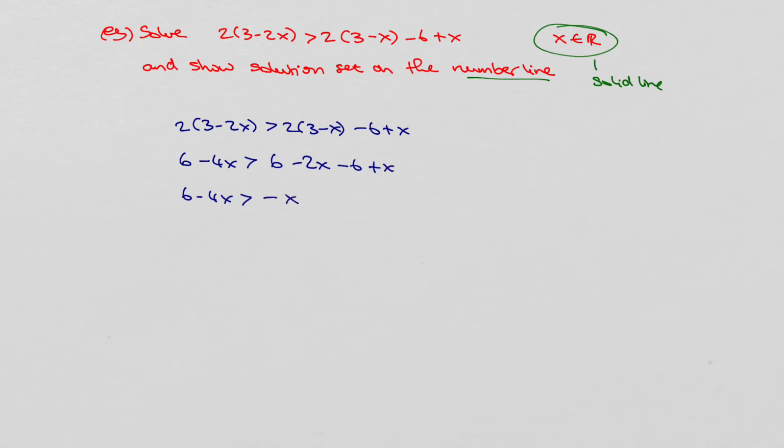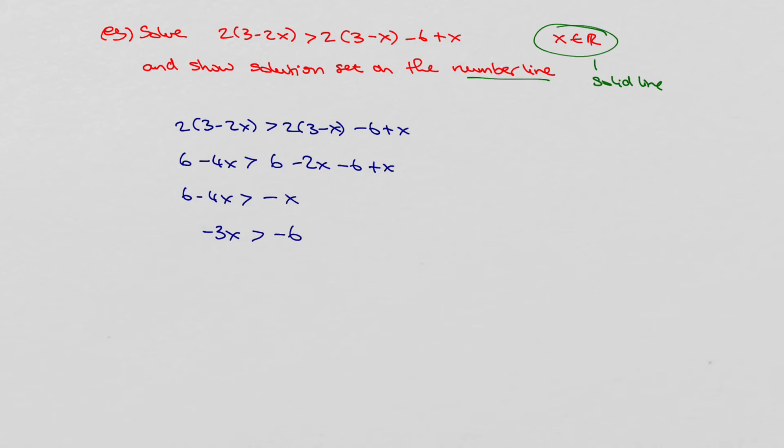So bringing all the x terms to the left and all the numbers to the right, I'm going to add x to both sides. So minus 4x plus x is minus 3x. I'm going to subtract 6 from both sides. On the left-hand side, 6 minus 6 is 0. And on the right-hand side, I have 0 minus 6, which is minus 6.